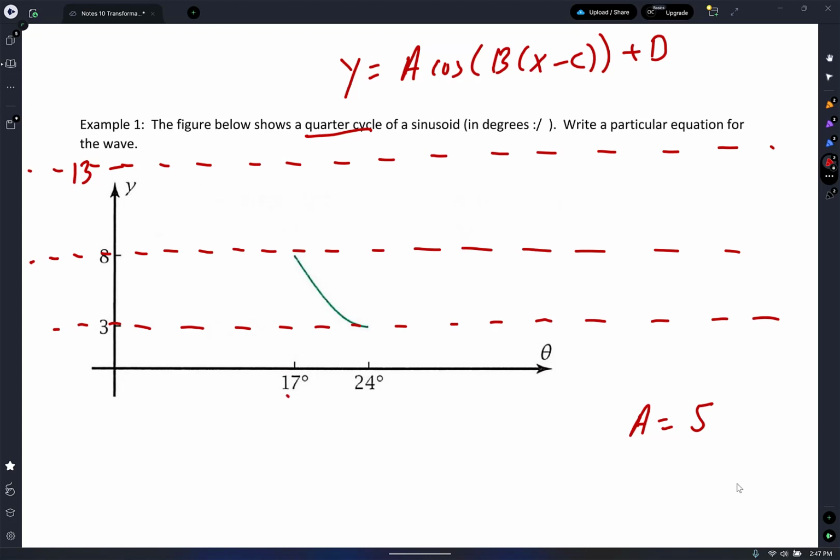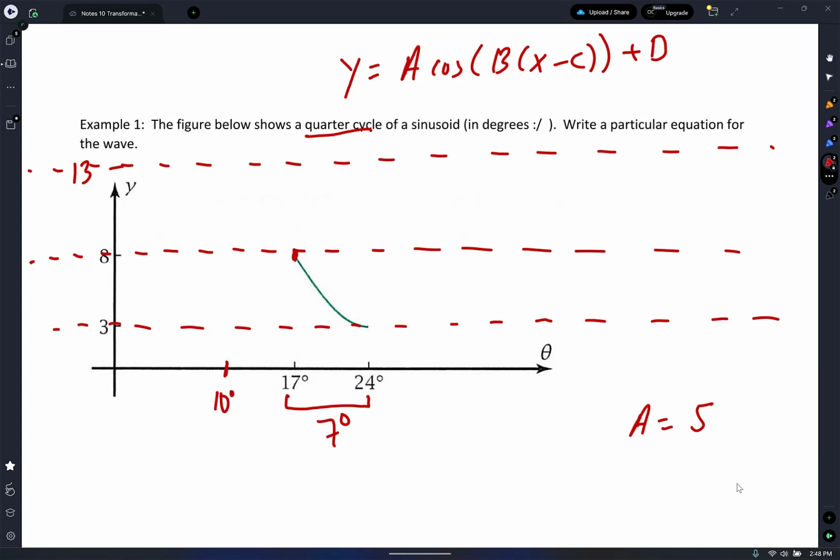The period. Well, let's find out what the period is. This quarter cycle from 17 to 24, the difference is 7 degrees. So I can already tell that my period is going to be 28. But don't worry. I want to graph this. So I'm going to go another 7 degrees to the left. I'm going to say this is like 10 degrees right here.